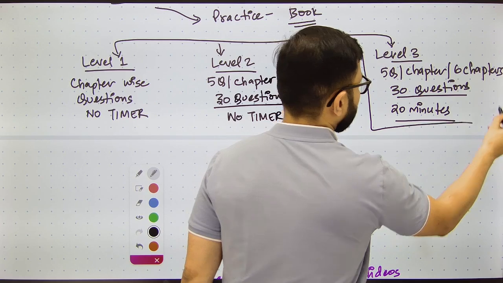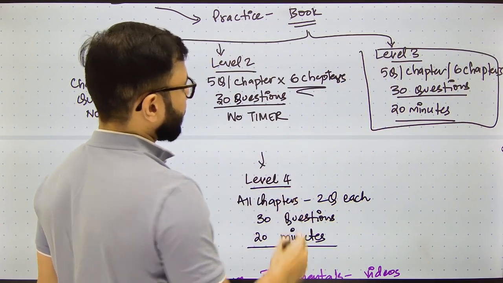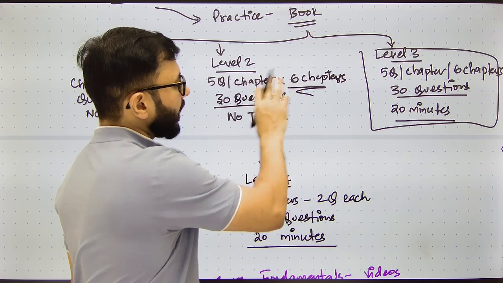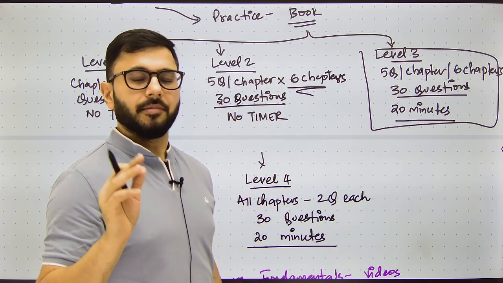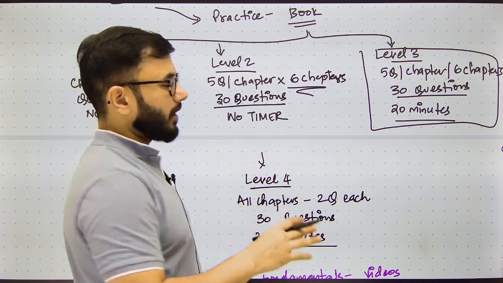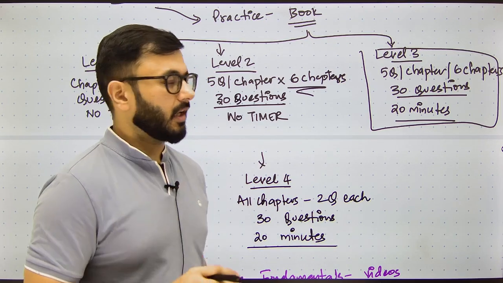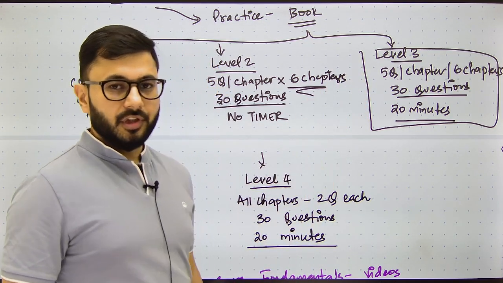Let's move to level 3. Let's say I have done this for all the chapters. Let's say there are 15 chapters, 18 chapters, whatever it is. I have done this with all the chapters one time, and I am feeling confident in all the chapters, decent enough कि यार 18 में से 13-14 चैप्टर मेरे ठीक ठाक हैं. Then I come to level 3.